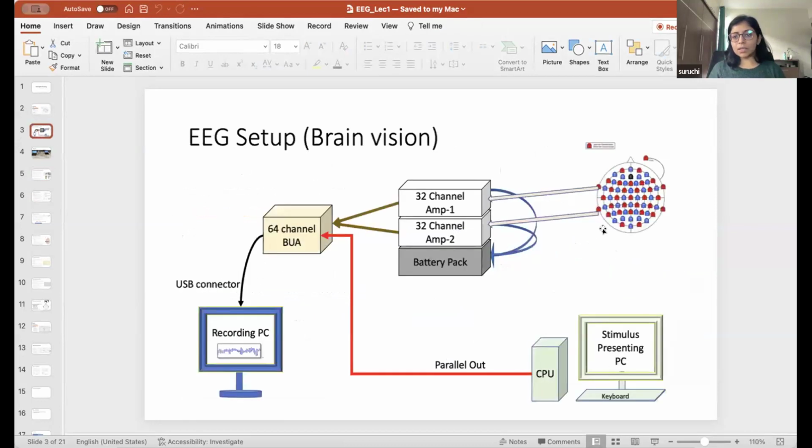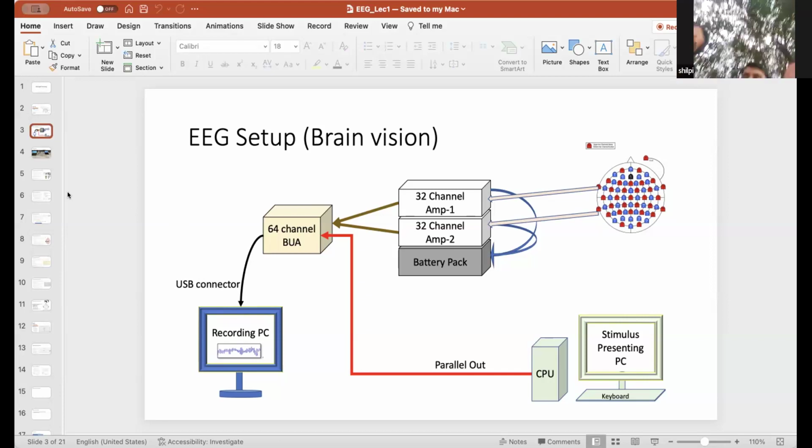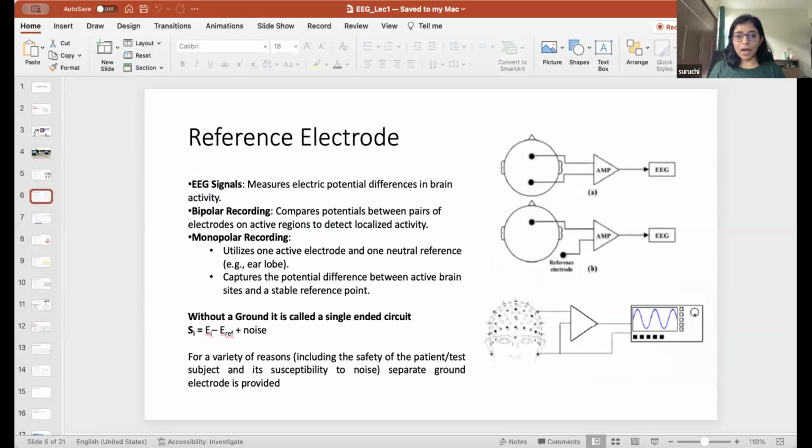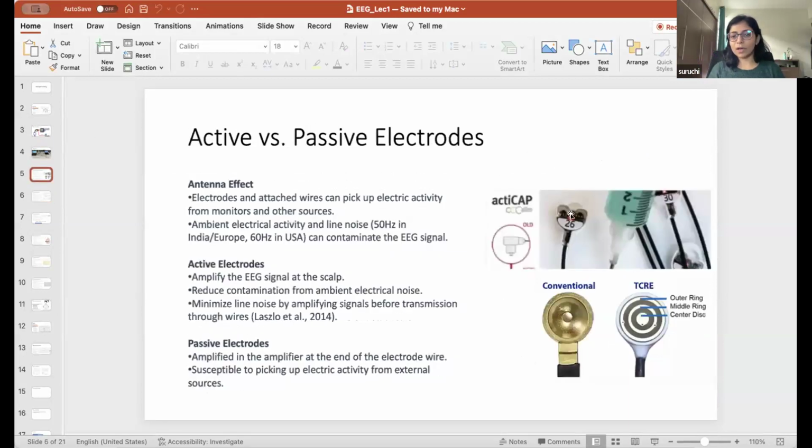Other than ground and reference, most of the other electrodes are also called active electrodes, even if they are passive. Non-ground and non-reference passive electrodes are called active because they're in active brain regions. But the nature of the electrode, you have to know that it's active or passive. It is active because there's an amplifier within the electrode.